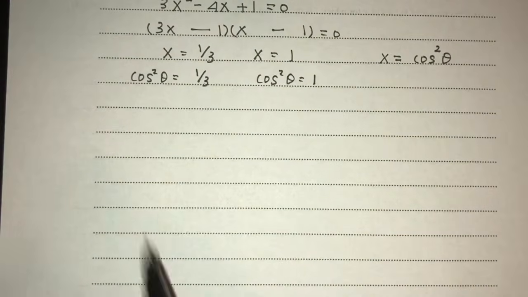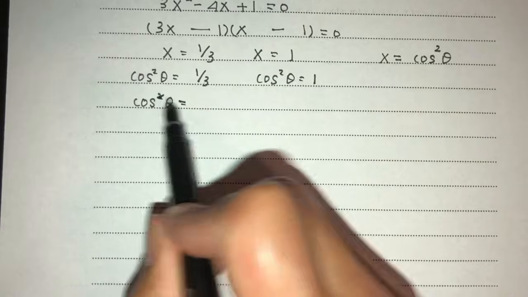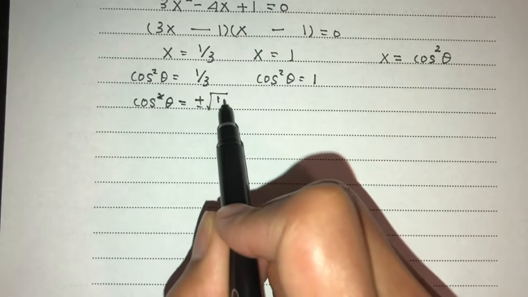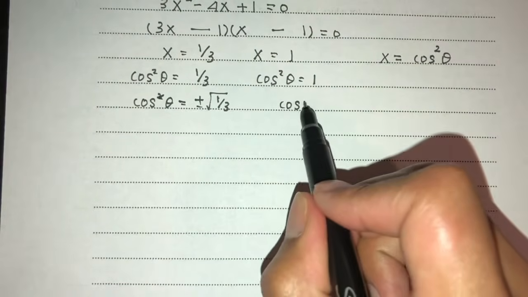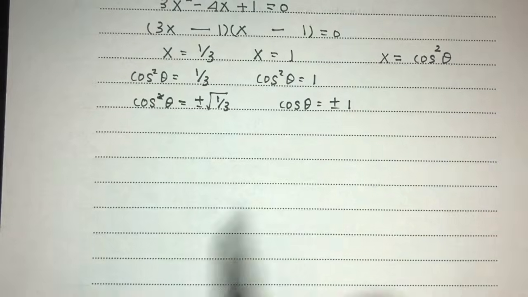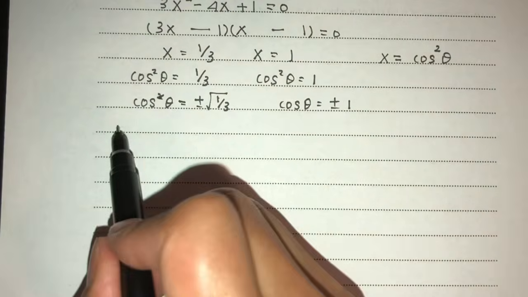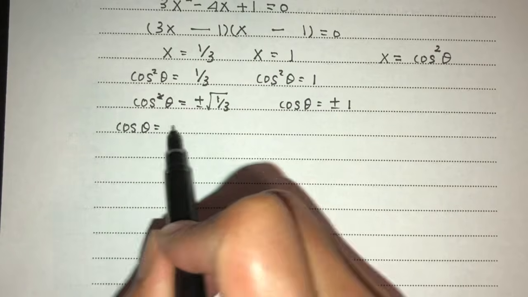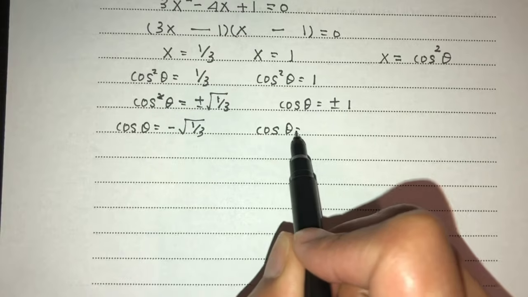So let's solve one by one. So here we have cos square of theta is 1 over 3, so cos theta is plus minus root of 1 over 3. Okay, and here we have cos of theta is plus minus 1. So let's solve this one first. So let's take the negative value first, and then we take the positive value afterwards.